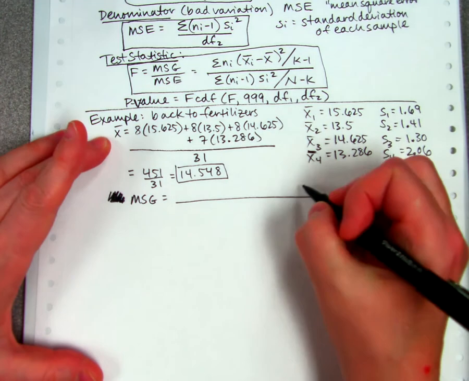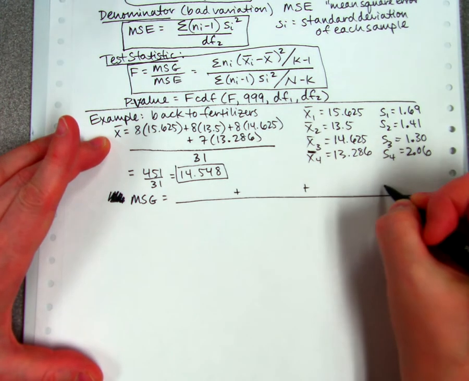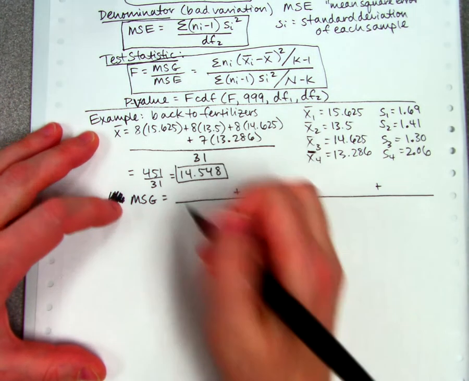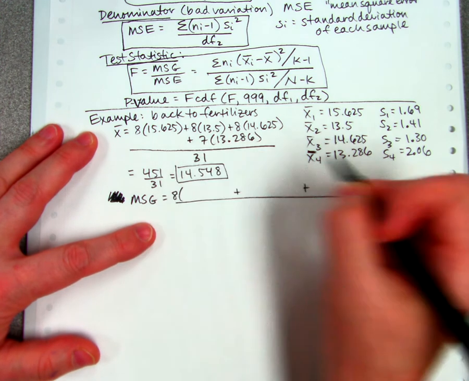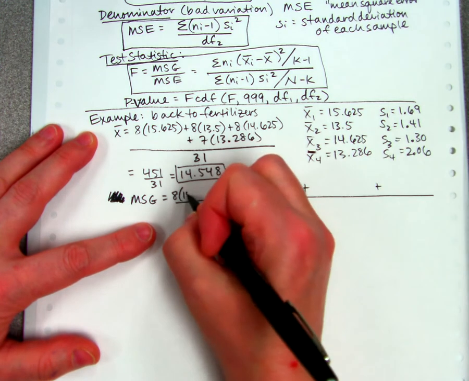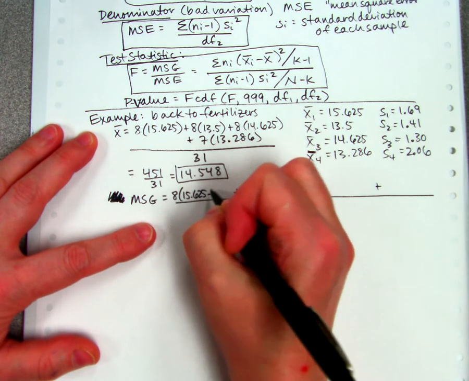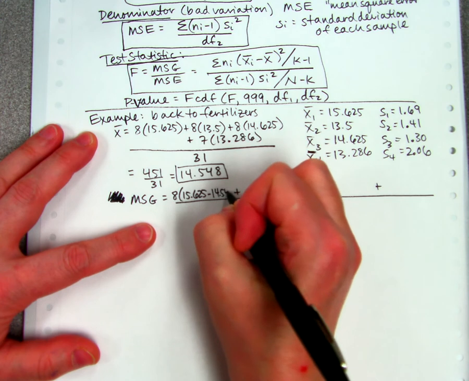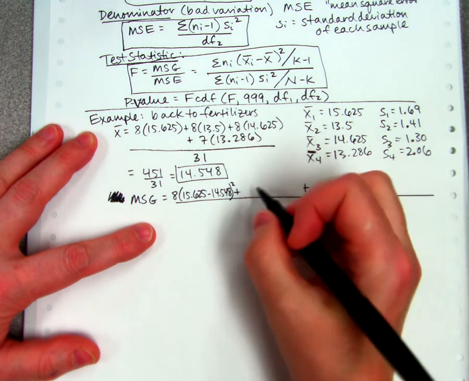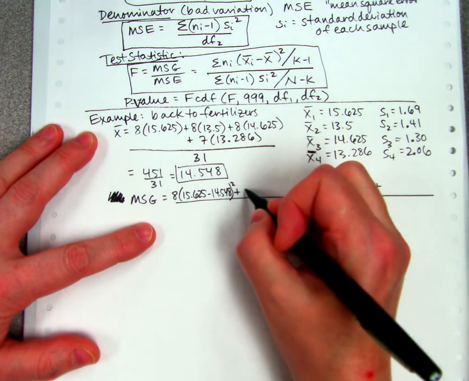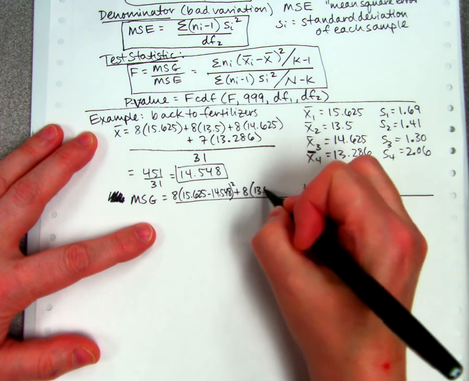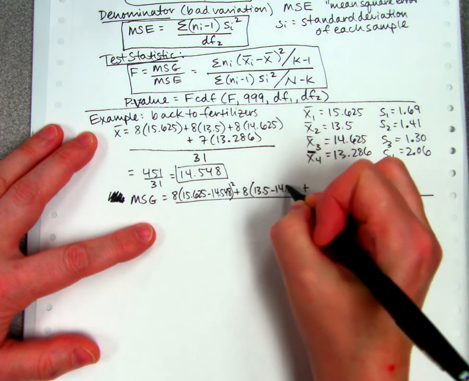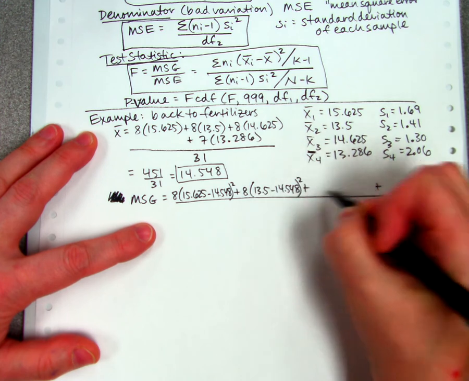There's 4 of them. Let's see if I can fit them on the top of this fraction, since I made it longer than that one. So we're going to put 8 times the 15.625 minus the 14.548, squared. It's going to be difficult to fit in, but that's okay. And then we do it again with the second one, which is 13.5 minus 14.548. At least there's only 4 of them, right?